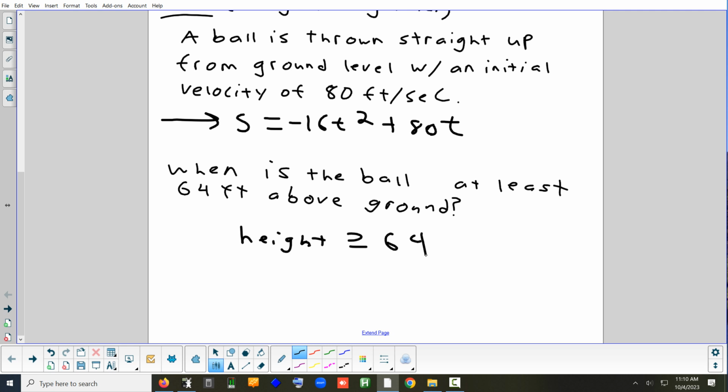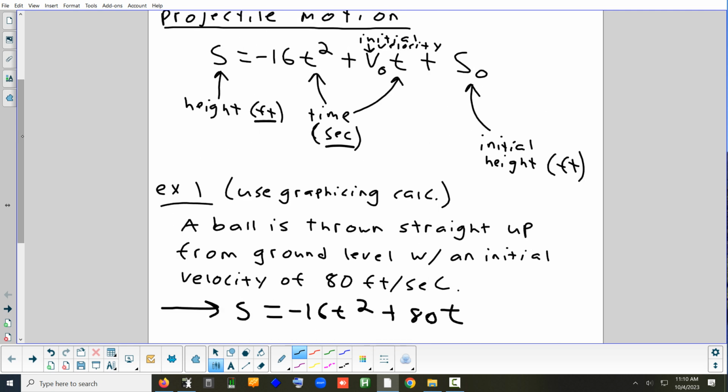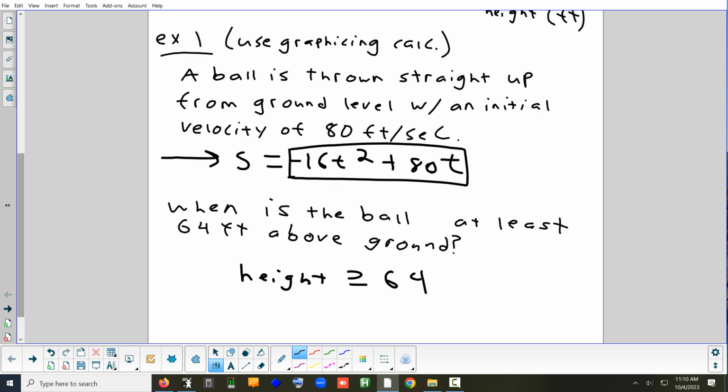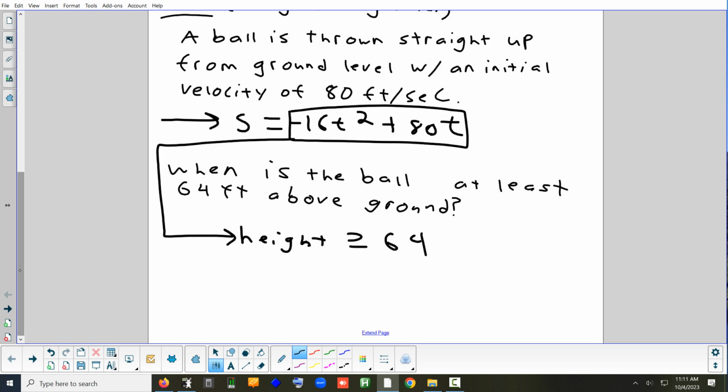Well, to figure that out, I need a formula for the height. Well, that's exactly what the projectile motion formula is. This is a formula for the height. So we just take that and we put that in for the height. Let's see. So we're going to have negative 16 t squared plus 80t is greater than or equal to 64.